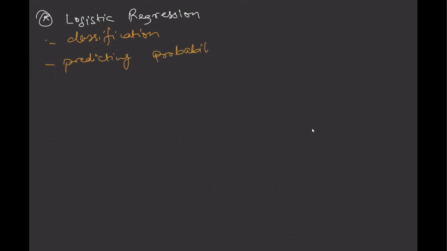So we're doing logistic regression. The first thing that you should know is it's used for classification. What are we doing? We're predicting probabilities of the outcome. So I'll go a little bit towards this.